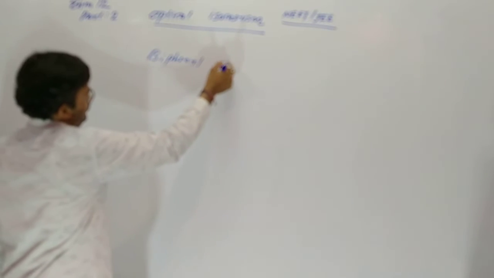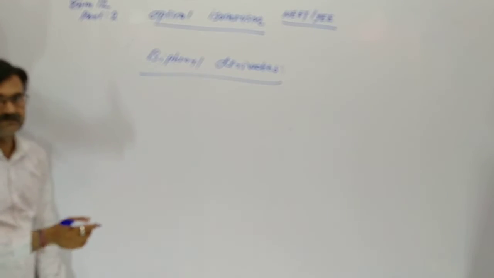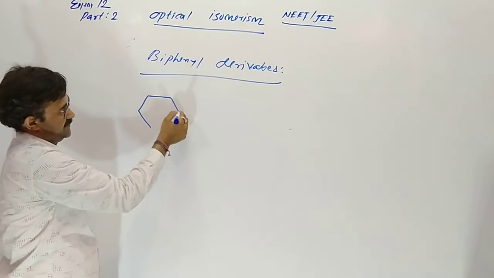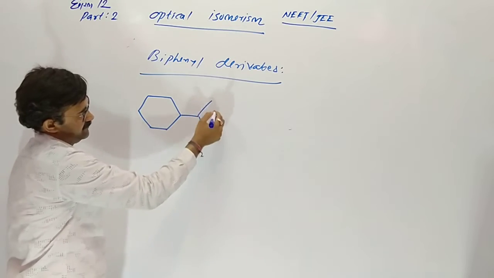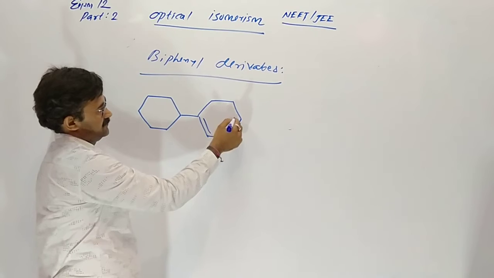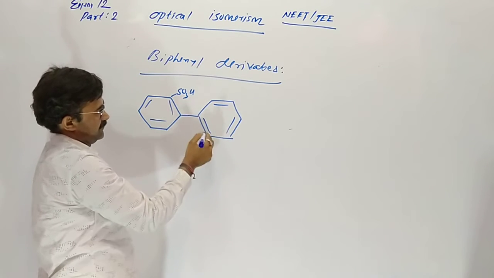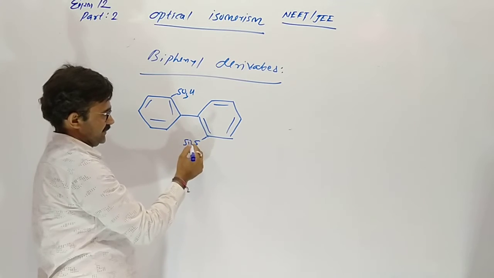Another exception comes in the biphenyls also. Biphenyl derivatives also. This one is a phenyl group. This one also phenyl group. Here is SO3H group. Here is SO3H group.